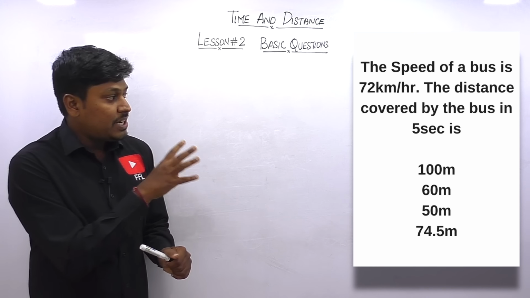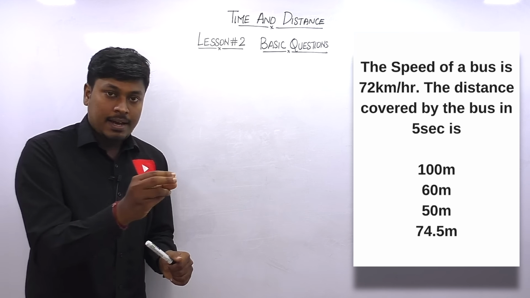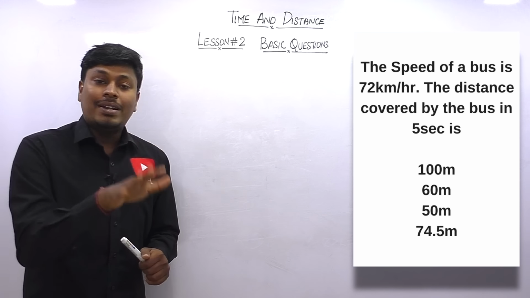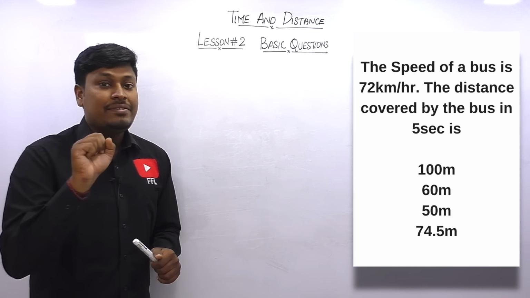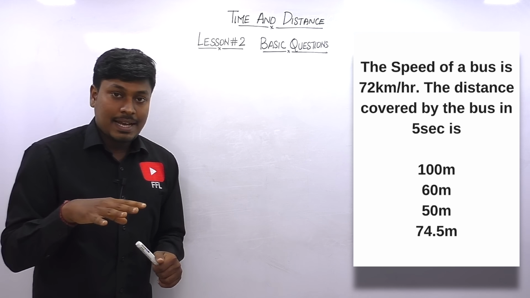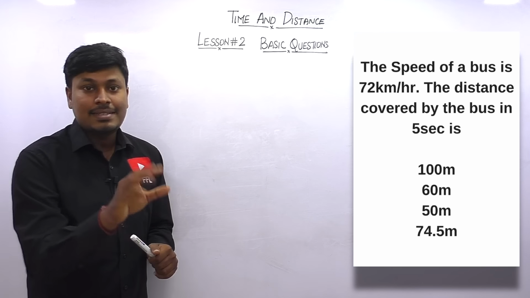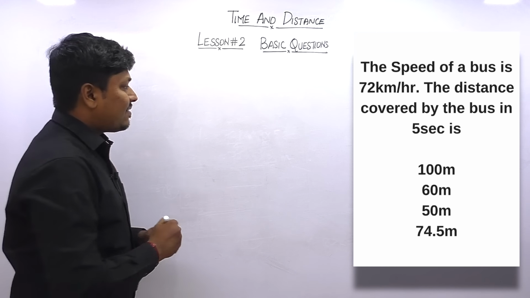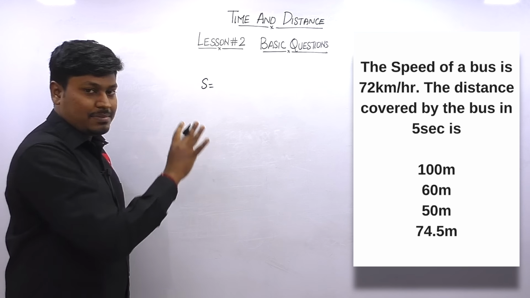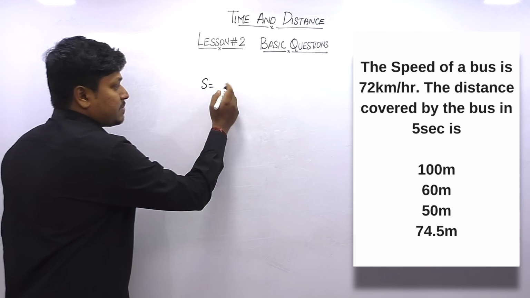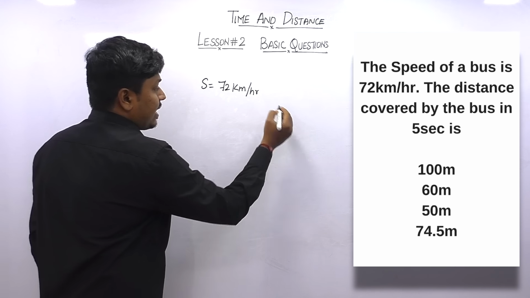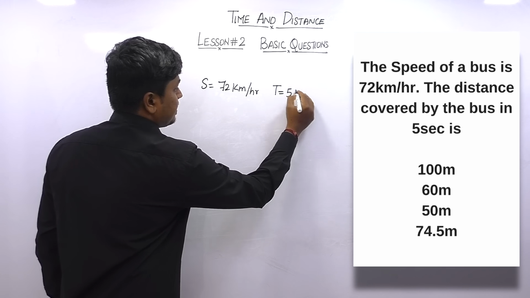The meaning of 72 km per hour is that in 1 hour the bus travels 72 km, but our target is to find the distance traveled by the bus only in 5 seconds. In 1 hour it covers 72 km, but what is our target? Our target is to find only the distance covered in 5 seconds. Listen carefully. If you are a beginner, write like this, but in the exams you should not write like this. Just for beginners I am saying, right? The speed of the bus is 72 km per hour, and also they have given a time of 5 seconds.